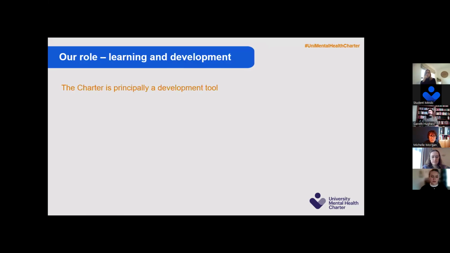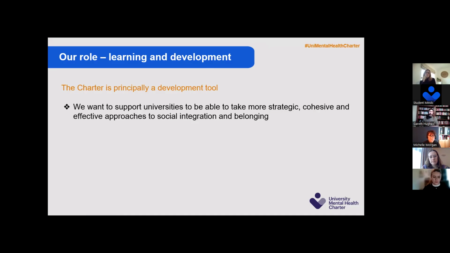So our role in all of this is obviously we want to use the charter to help universities develop what they're doing and to make sure that what they're doing is supporting good well-being and good mental health. And given the importance of community, and that not feeling lonely is key to mental health and well-being, we want to be using the charter to help universities think more clearly about this as a topic and develop interventions and practice and culture and community that actually then supports that sense of inclusion and belonging much more. So we want to help them take more strategic, cohesive approaches to social integration and belonging, to think much more broadly about what they're doing and to be evaluating what they're doing, to understand what the impact is and who's being left out.